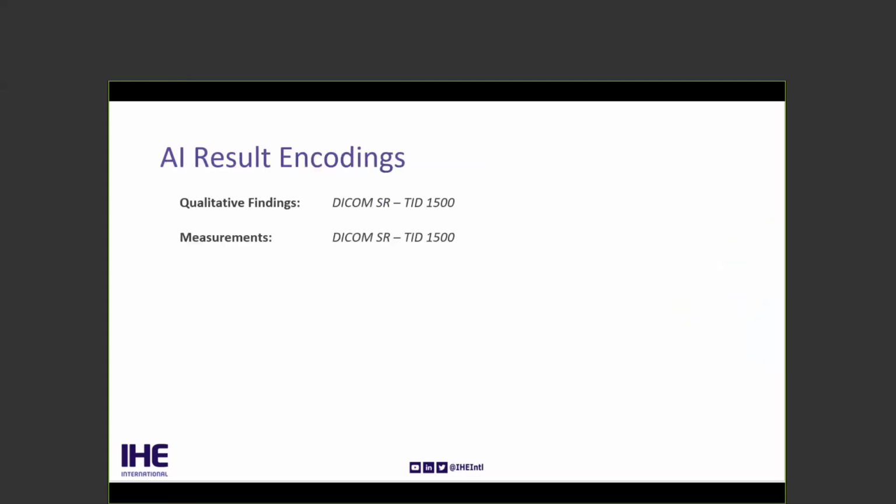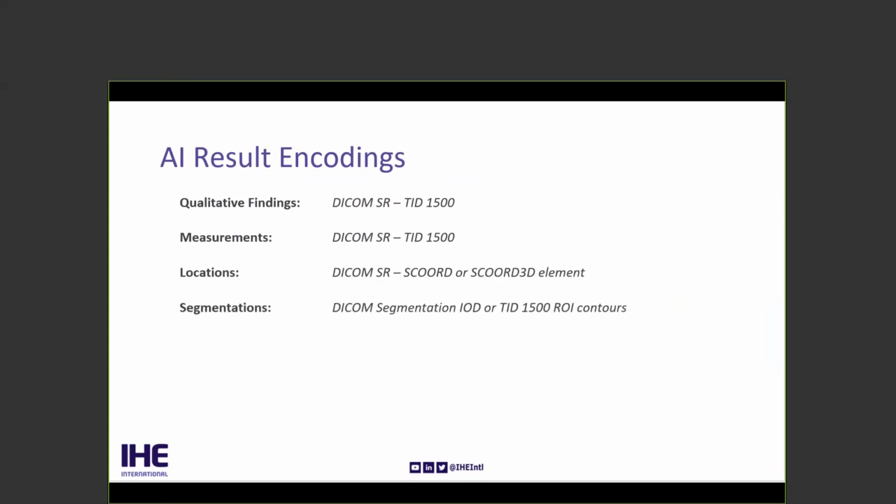So when it came to the encodings, we want these to be machine readable. We have structures within DICOM SR, specifically the TID 1500 template, which is a basic measurement structure that allows for both quantitative and qualitative findings. All of SRs are able to incorporate spatial coordinates and spatial 3D coordinates, so in both image space and three-dimensional space. Segmentations would go in one of two ways.